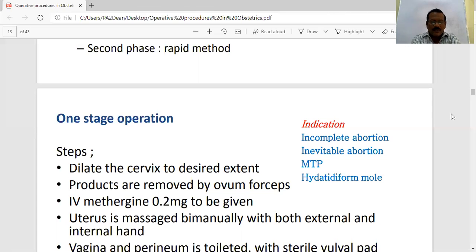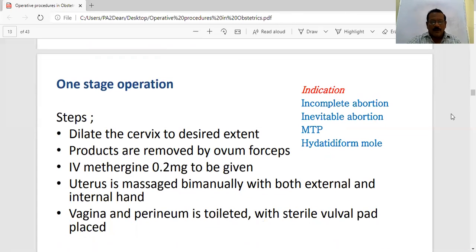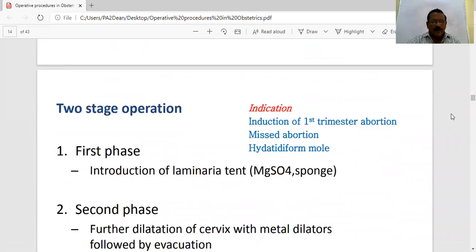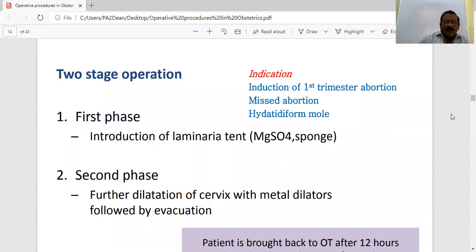Uterus is seized bimanually with both external and internal hands. Then vagina and the perineum is toileted with sterile vulval pad placed inside. Then two-stage operation is done for the indication of first trimester abortion, missed abortion, and hydatidiform mole. The first phase, introduction of laminaria tent, that is magnesium sulfate or sponge.